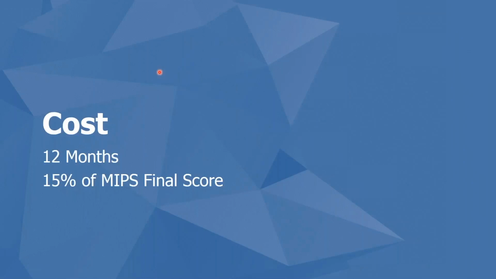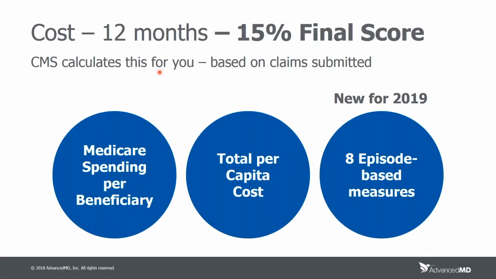Cost. Cost is one that CMS calculates. It's a 12-month performance period, and this year it accounts for 15% of your final score. There is a new measure this year. In the past, they calculated based on your Medicare spending per beneficiary and your total per capita cost. And for this year, they're adding 8 episode-based measures.